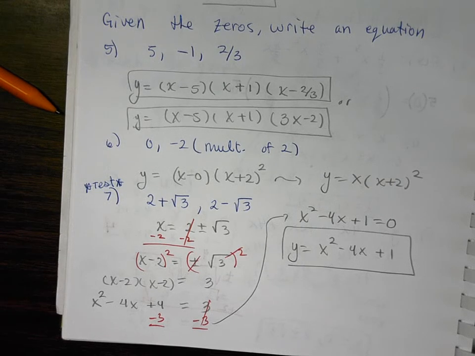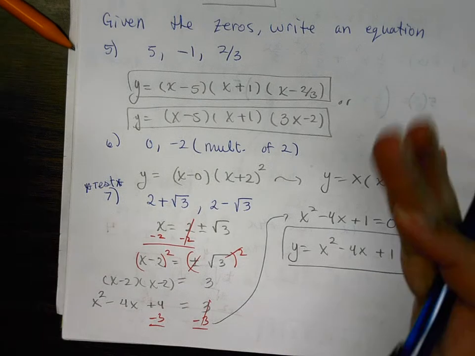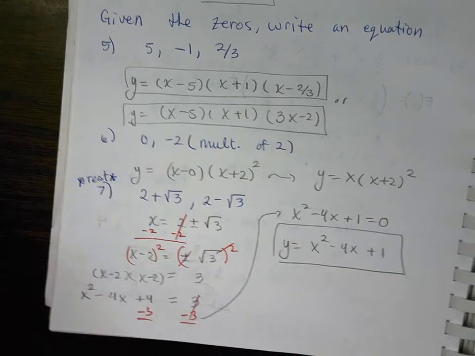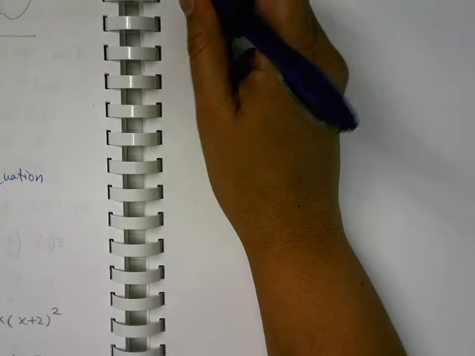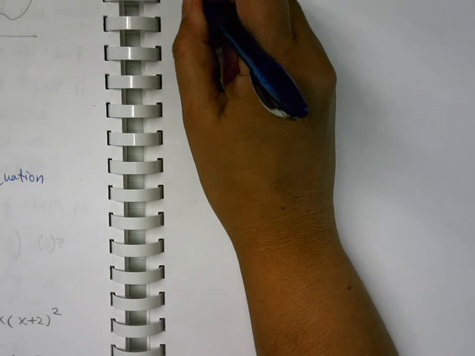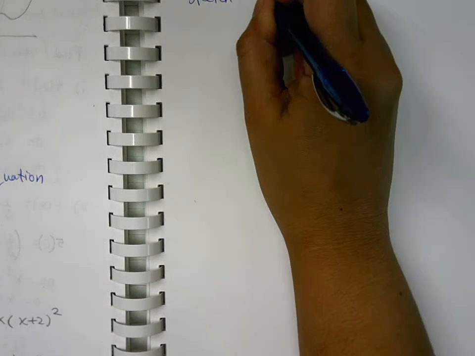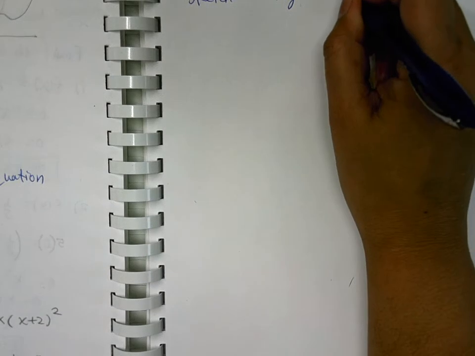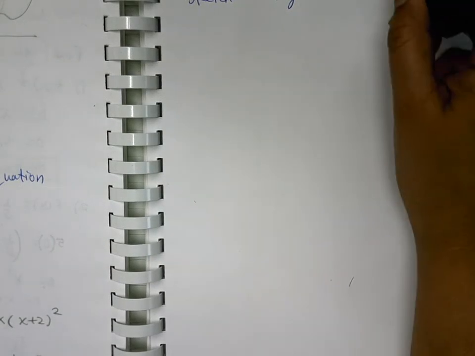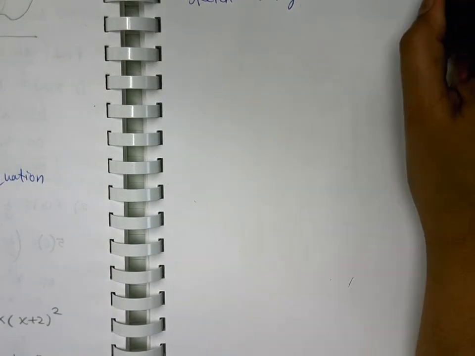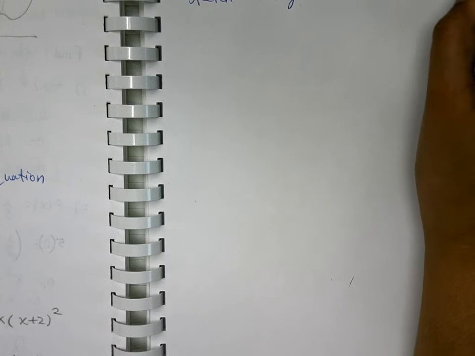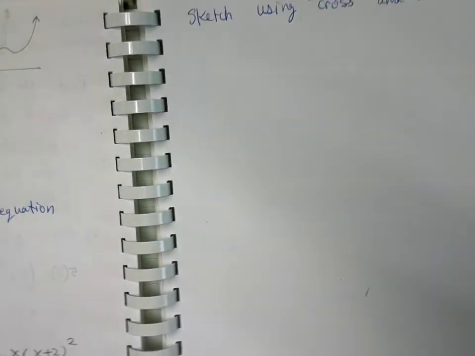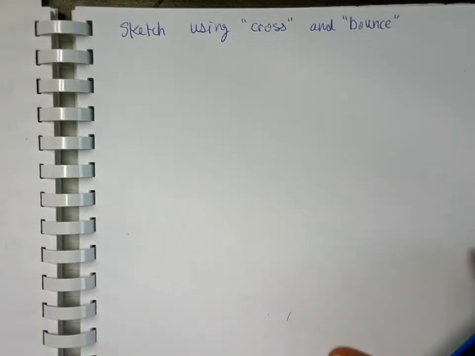Are you ready? All of this was to be able to sketch, which is where we're going to be now. We're going to sketch using cross and bounce. And cross and bounce is review for you guys, right? Because I asked you that earlier and you said yes, you've seen it.